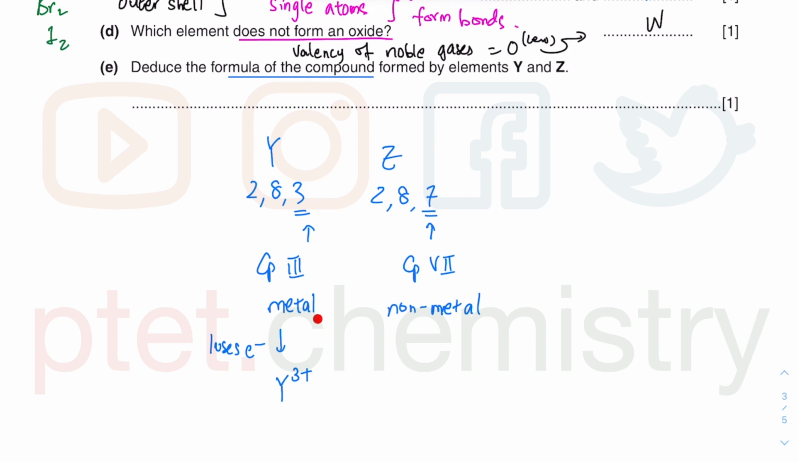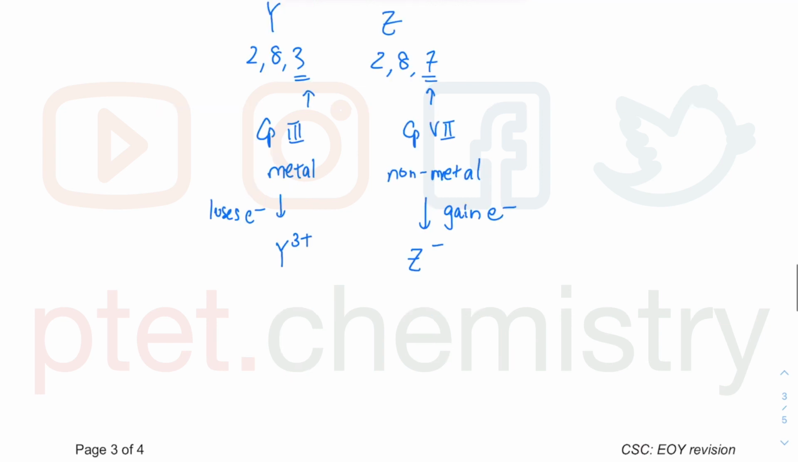Non-metal, if its partner is a metal, it will gain the electrons. So non-metals will gain electrons. How many electrons will you gain to complete your outer shell? You already have 7, so you just need one more electron, Z minus. Not Z3 minus because you are group 7. You only need one more. This one loses 3 electrons. So what you have is valency, which depends on the charge. 3 because it's plus 3, because it's group 3, it loses 3 electrons. Here is 1 because group 7 gains 1 electron to give you a fully filled outer shell.